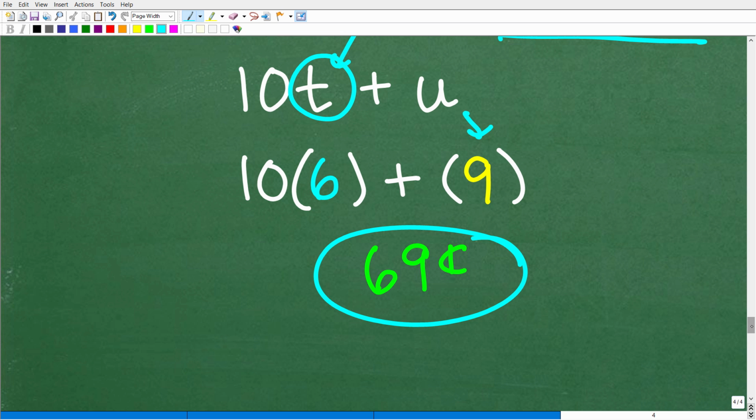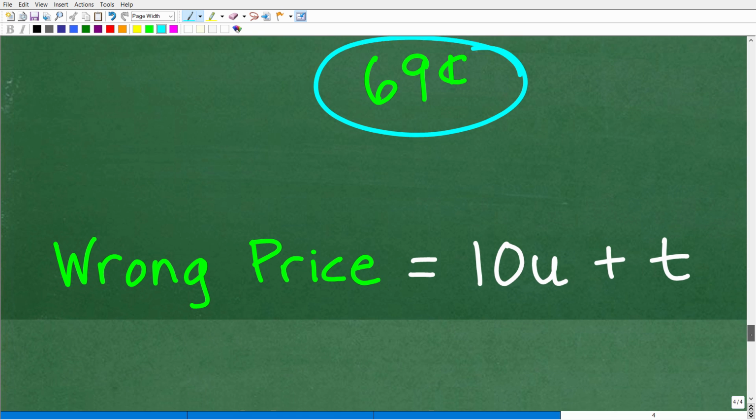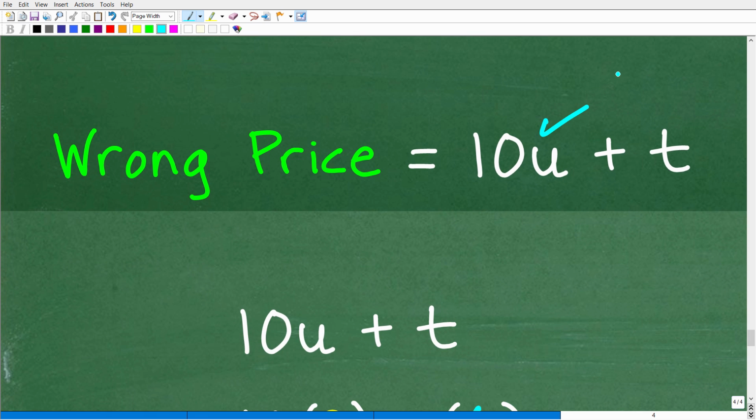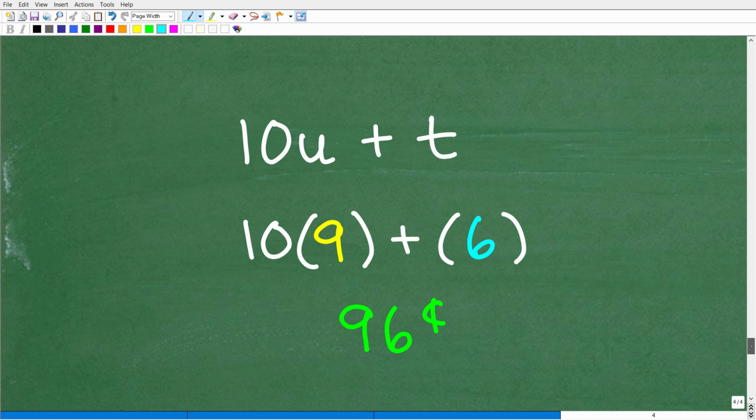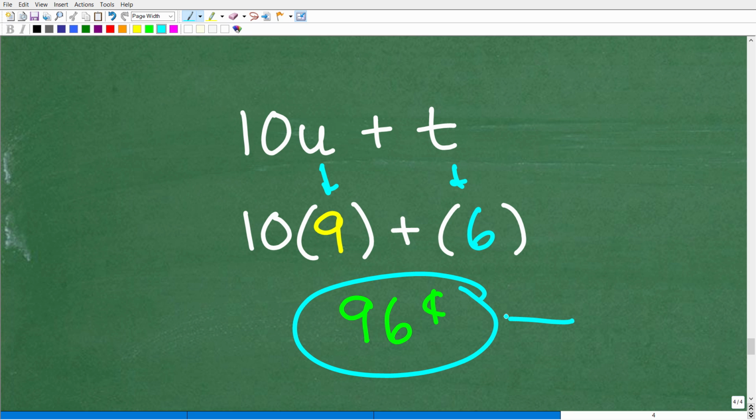All right, now based upon that, what would be the wrong price? Well, the wrong price is 10u, right? So we had the digits reversed. So our u here again was 9. Okay, so let's plug this in and just build the wrong price out. So 10 times 9 is 90 plus the tens, which is 6, is 96. So this is the wrong price.